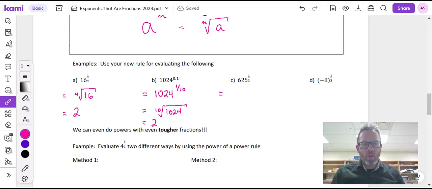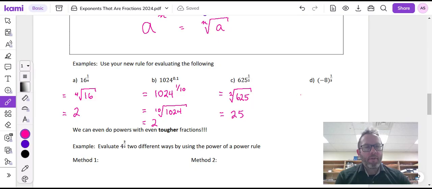All right. Where were we? We're doing the 625 to the power of 1 over 2. So using our new rule, that is the root of 625. It's not wrong to tuck in the 2. I'll do it here. Nothing wrong with that. And then our calculators, that gives us exactly 25.